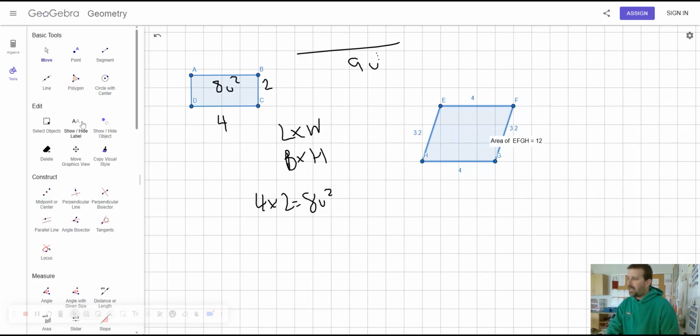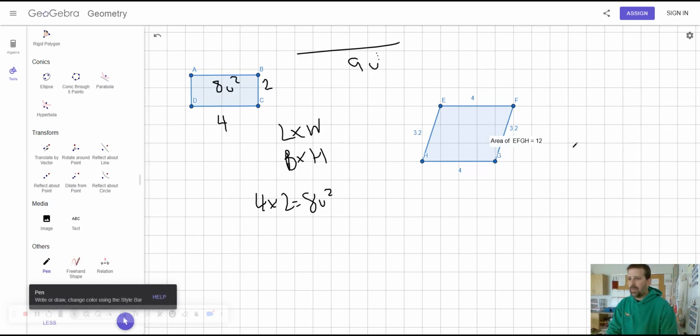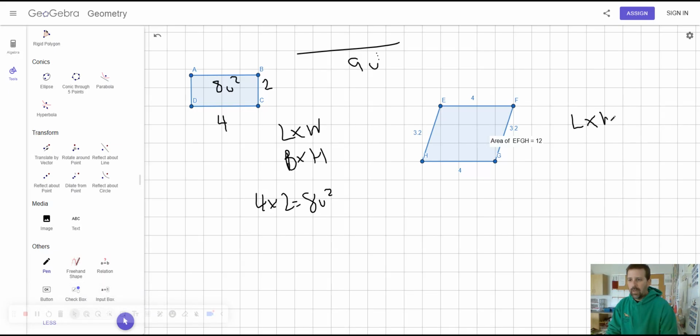Now, if I use my old formula, that rectangle formula, let's see if it works. I'm going to say length times width was the formula for area of rectangles and squares. Let's see if it also works for a parallelogram. Well, in this case, my length, I'm going to say is 4, and my width is my other side, 3.2. And when I multiply 4 by 3.2, do I get 12? No. I get 12.8.